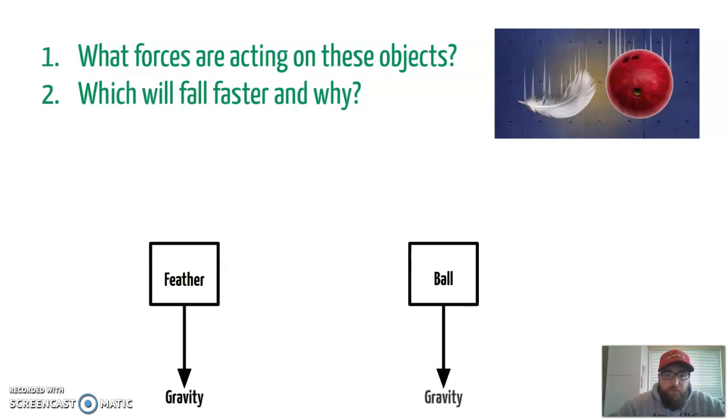So we'll have gravity downward. That arrow is the same for both of these. Same length, same strength of gravity. Acting upward as they fall is air resistance. And you'll notice that the air resistance arrow is shorter for the bowling ball. That's because the bowling ball has much, much less air resistance as it falls. That means that gravity is able to pull that bowling ball down faster than it is on the feather. And that is why the bowling ball would obviously fall faster than the feather.